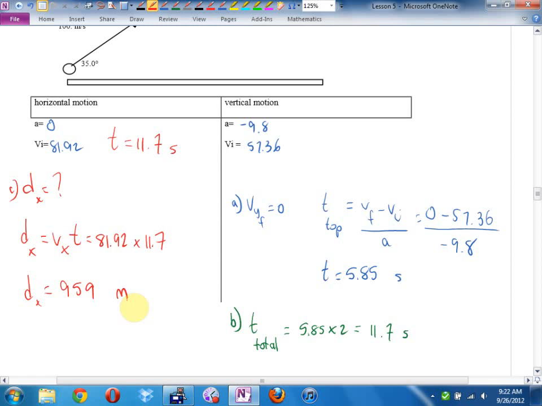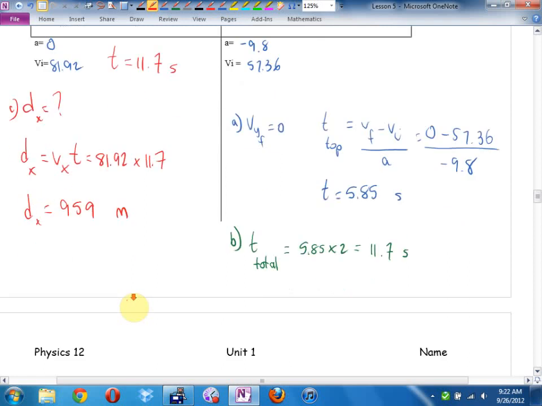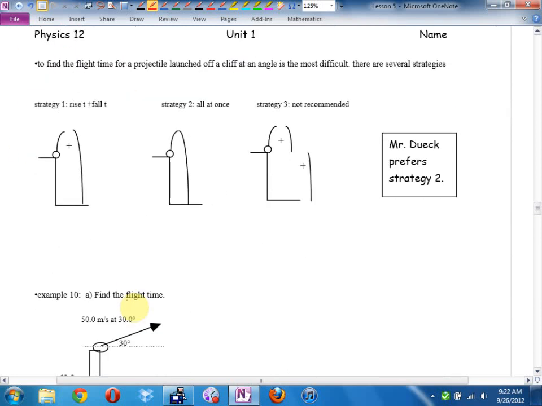In theory, Austin, you did that last year. Turn the page.